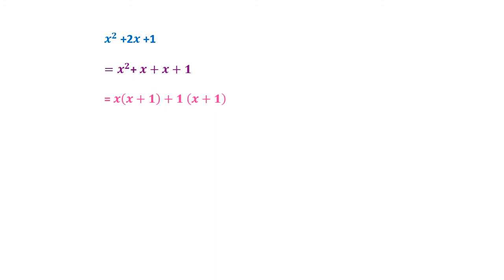Now you can see that we have taken x common from the first two terms. So we are left with x plus 1. Similarly, we repeat x plus 1 and the common one is 1. x plus 1 will be one factor and another factor will also be x plus 1. From these two, we take only one x plus 1.